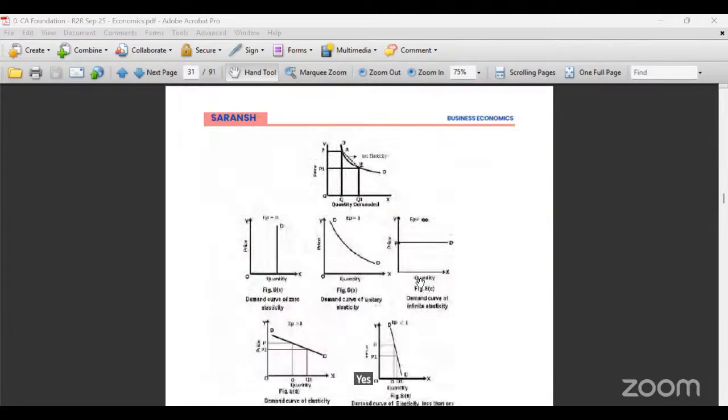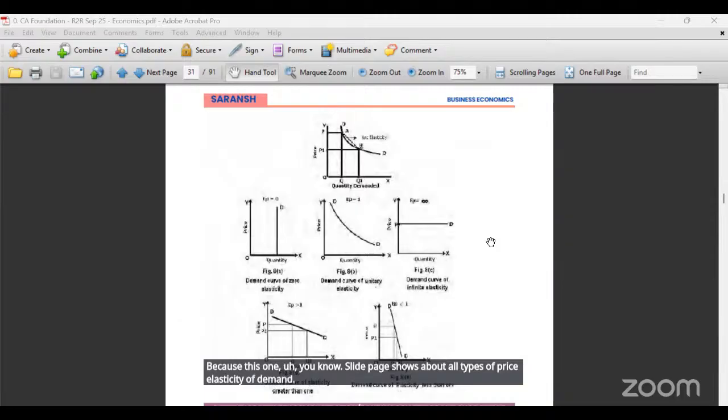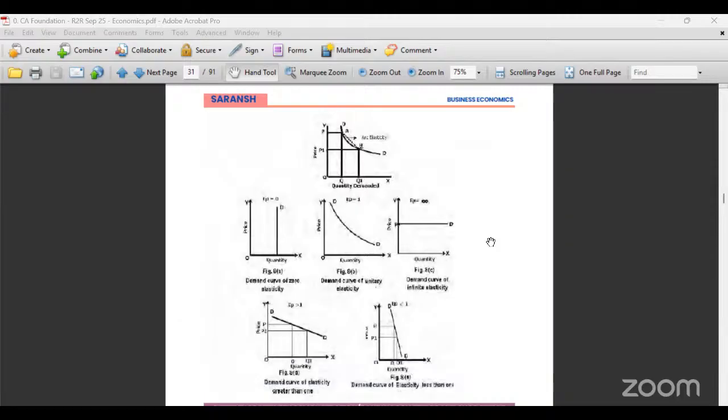Yes, I want you to focus on this, because this one slide page shows all types of price elasticity of demand. If you want me to explain any of the diagrams, please let me know.